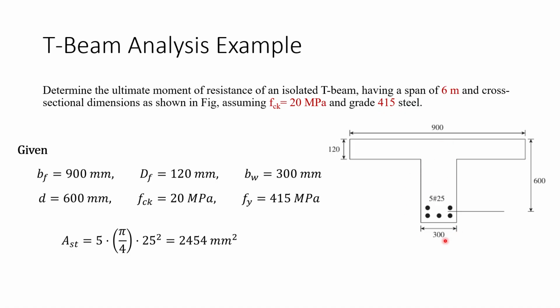Now, with the number of bars given, let us find out what is the area of tensile reinforcement. That is nothing but 5 into pi by 4 phi square, that is 25 square. So this is giving me a value of 2454 mm square as Ast.